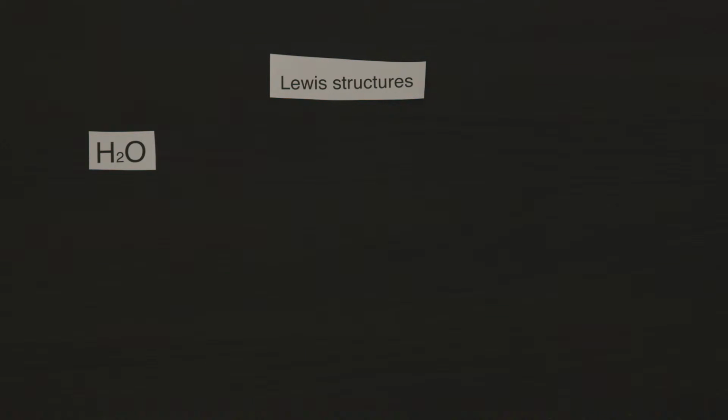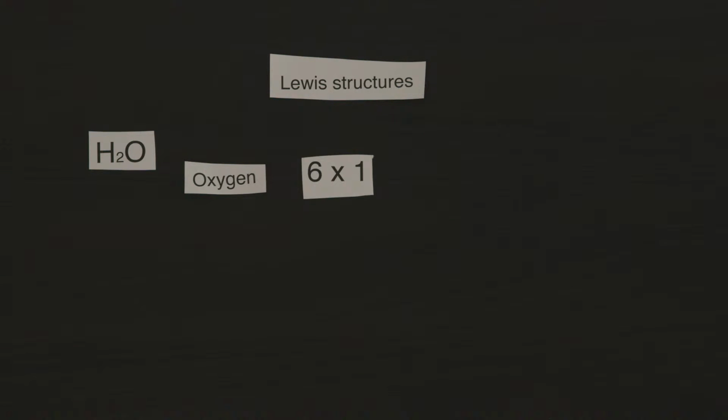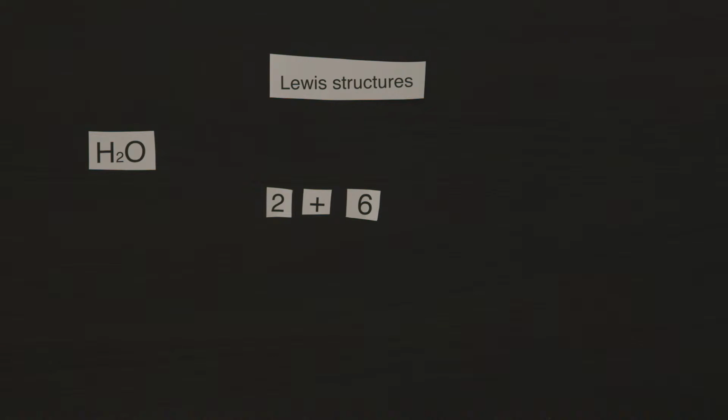Let's try H2O. So hydrogen has one valence electron and there are two hydrogens, so you would do 2 times 1, which equals 2. Then oxygen has 6 valence electrons and there's only one of them, so you would do 6 times 1, which equals 6. Then add 2 and 6 together and get 8, which is how many valence electrons there are.